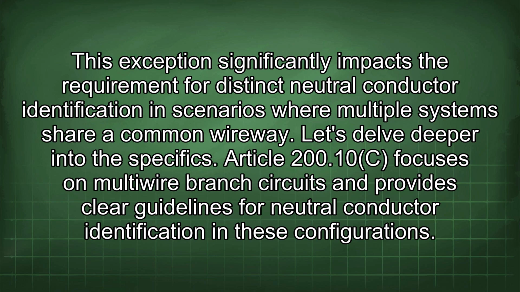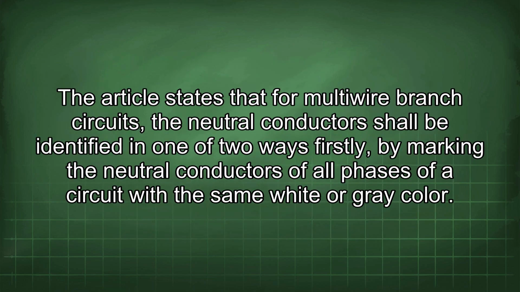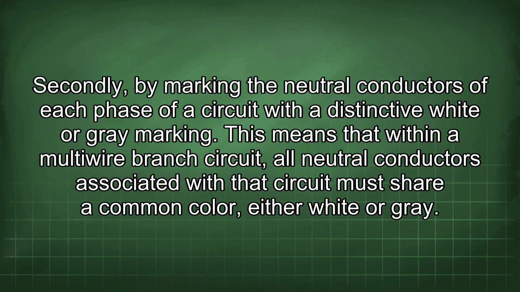Article 200.10c focuses on multiwire branch circuits and provides clear guidelines for neutral conductor identification in these configurations. The article states that for multiwire branch circuits, the neutral conductors shall be identified in one of two ways. Firstly, by marking the neutral conductors of all phases of a circuit with the same white or grey color. Secondly, by marking the neutral conductors of each phase of a circuit with a distinctive white or grey marking.